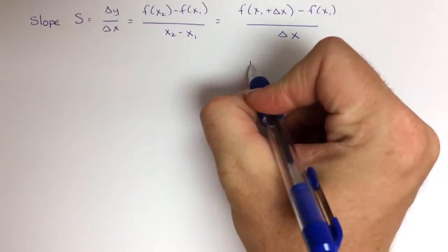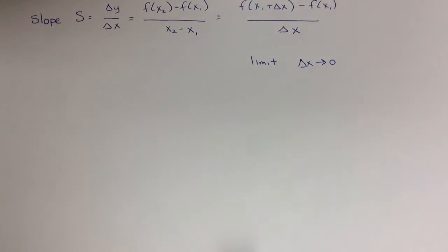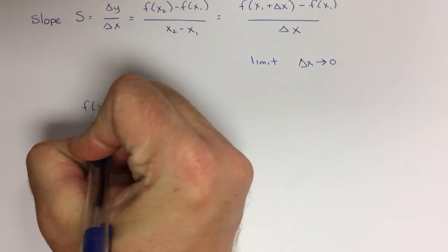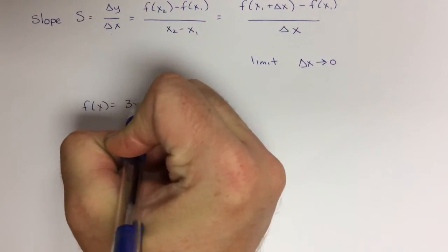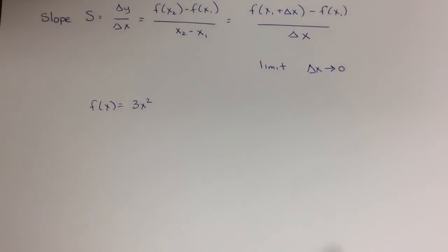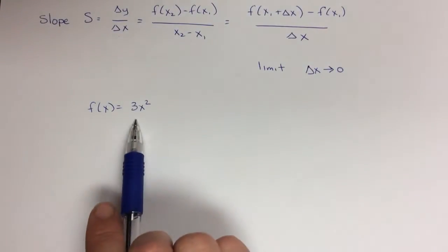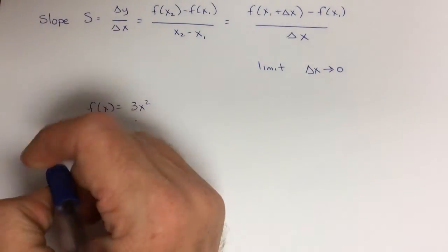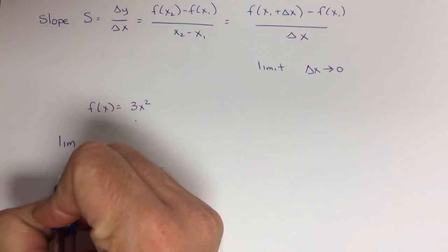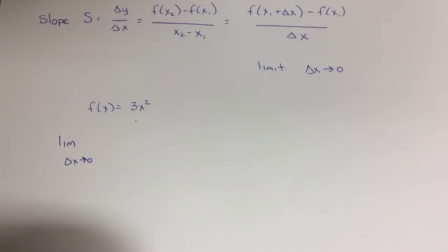But in order to do that, we're going to need to think of the limit. So let's look at an example of how we would do this. Let f of x equal 3x squared. All right, so now we're going to apply this equation right here to f of x equals 3x squared. So let's take the limit as delta x goes to 0, because that'll tell us the slope of the tangent line.